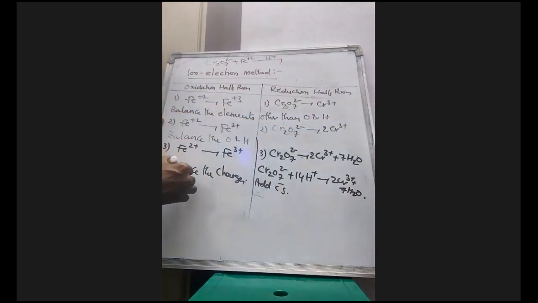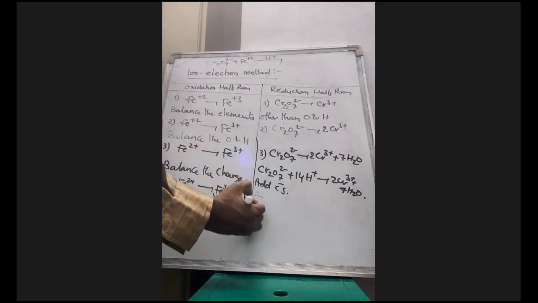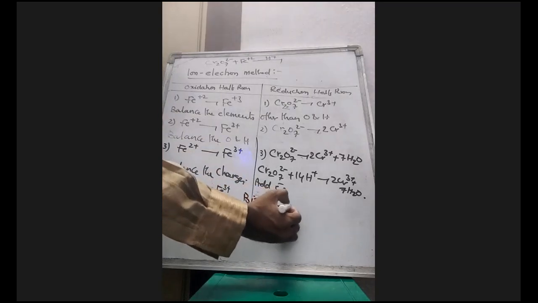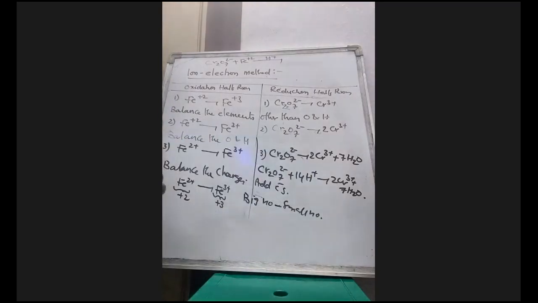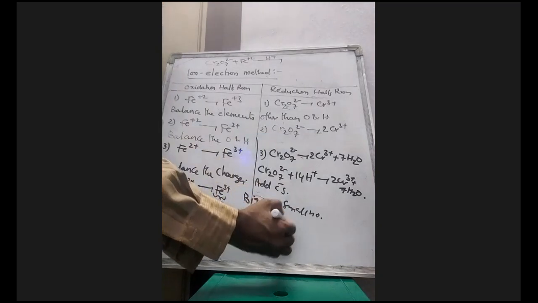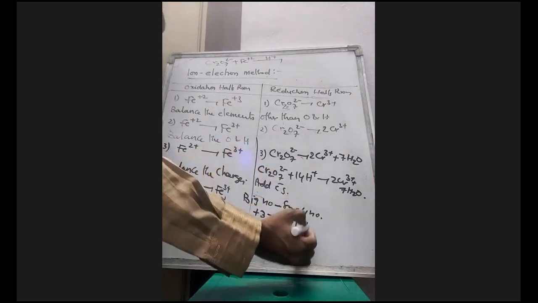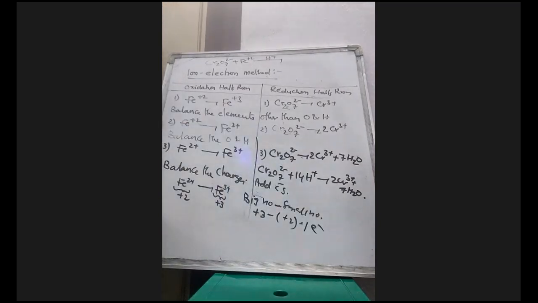To that, we need to calculate the charge. Here, if you take Fe2 plus and Fe3 plus, what is the charge on this? Plus 2. Here, what is the charge on it? Plus 3. Now we have arrived at 2 questions: how many electrons, and on which side we need to add? There is a thumb rule here, you can remember this. Big number minus small number. Here, what is the big number? Plus 3. Minus the small number, plus 2. That's why 1 electron needs to be added.